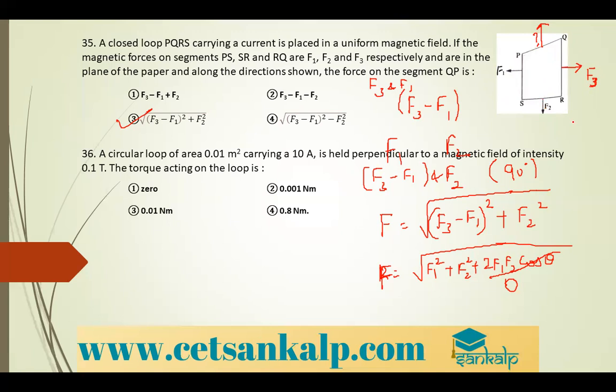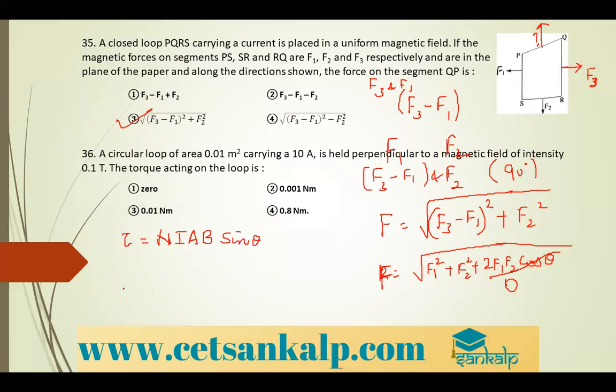A circular loop of area 0.01 meter square carrying a 10 ampere current is held perpendicular to the magnetic field of intensity 0.1 Tesla. The torque acting on the loop is? You have the formula: tau is equal to N I A B sin theta.